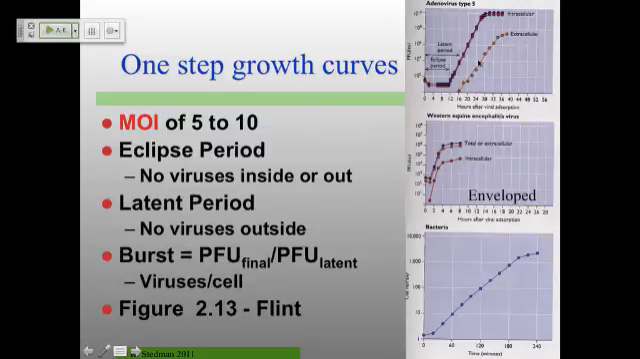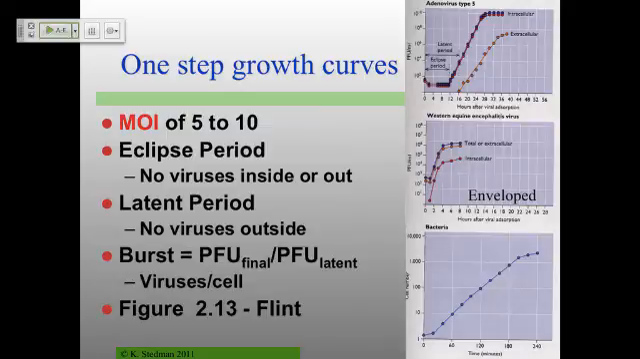We already talked about this eclipse phase. This is before you have any infectious virus particles being produced. There's something else which you see particularly in viruses that don't have envelopes on the outside. It's what's called the latent phase. And sometimes the latent phase actually has a different time compared to the eclipse phase.